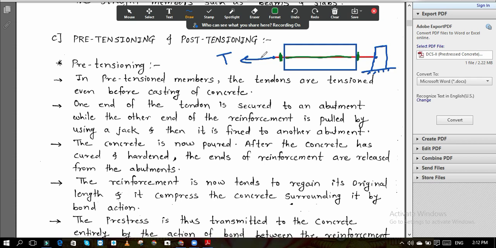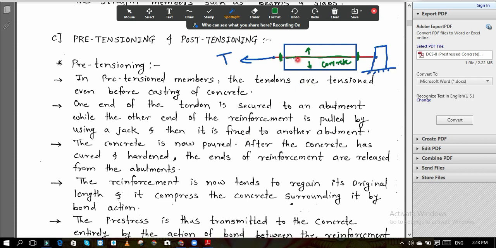That means it will compress, back to the original size. So once it starts compressing, it passes the compressive force to the surrounding concrete. See here, there will be concrete, so it will pass this compressive force to the concrete. So here it is mentioned, the reinforcement now tends to regain its original length and it compresses the surrounding concrete by its bond action.